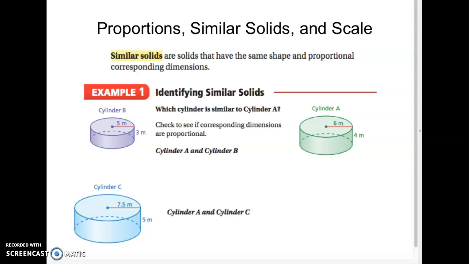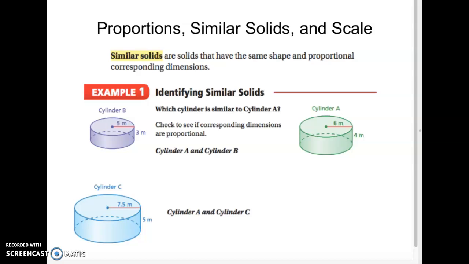Today we're going to be learning about proportions, similar solids, and scale. So we've seen proportions and scale before, so similar solids is our main focus. Similar solids are solids that have the same shape and proportional corresponding dimensions.